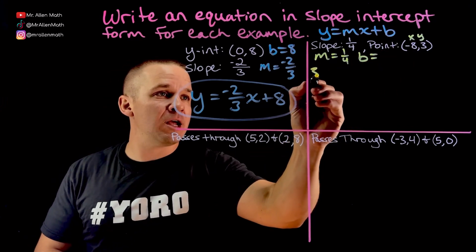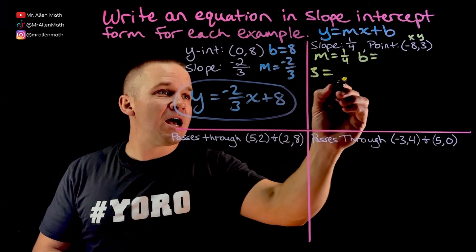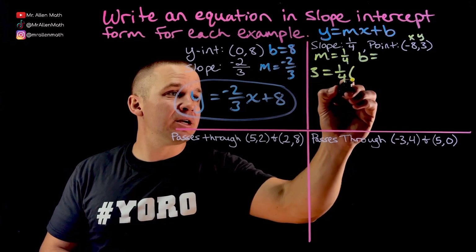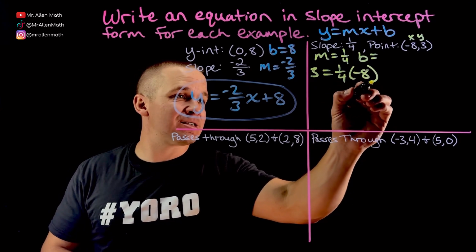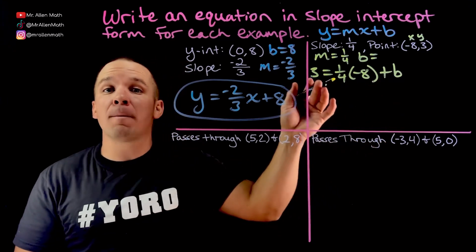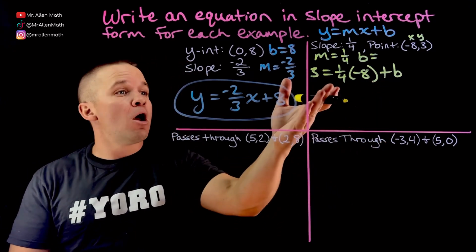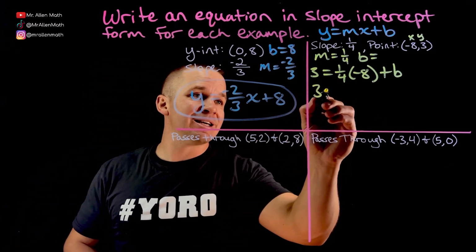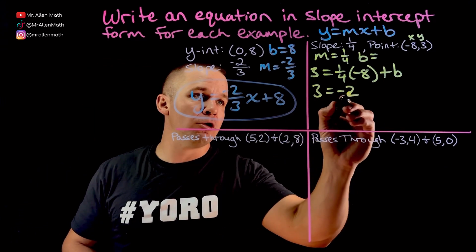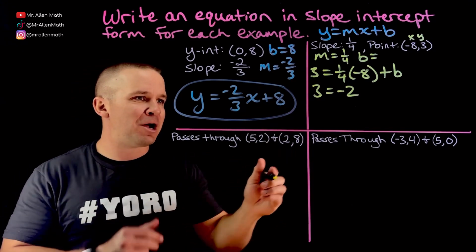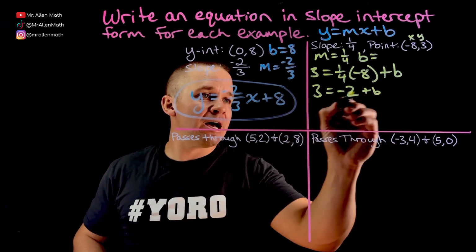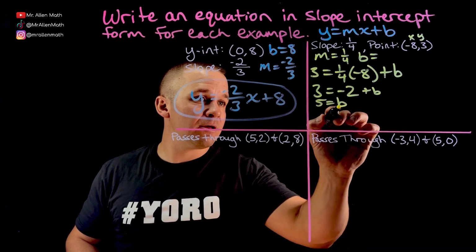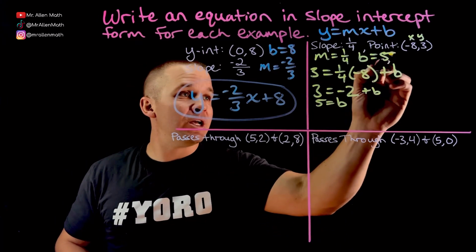I can plug 3 in for y. I can plug 1/4 in for m, and I can plug negative 8 in for x, and then we can solve for b because I only have one variable left. Oh my goodness, a fraction. Terrifying. But what's 1/4 of 8? It is 2, and it's negative. Plus b. So now I have to add 2 to both sides. I get 5 equals b. Now I have b. It's 5.